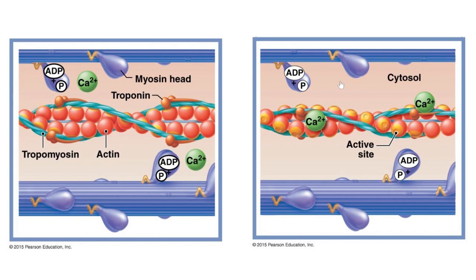Here, if we move to this image on the right, we see that the calcium has attached to one of the troponins and the tropomyosin has moved, allowing for the exposure of these active sites here and here and here. So now this myosin head is going to be able to attach to that active site.